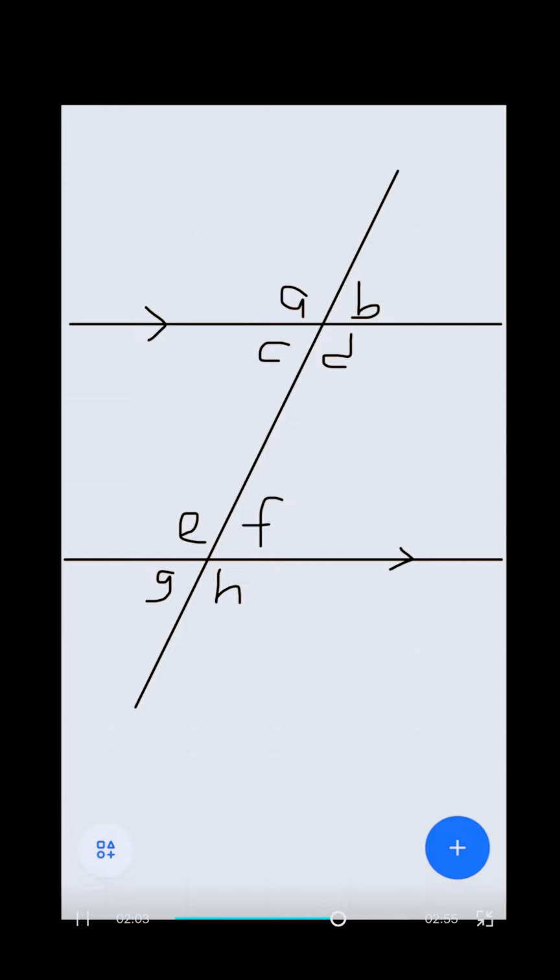Finally, we have alternate angles. These form a Z shape or a backward Z. Look at angles C and F and angle D and E. These are on the opposite side of the transversal and they form Z-like shapes. The rule for alternate angles is that they are equal. So if D equals 85 degrees, E is also equal to 85 degrees.